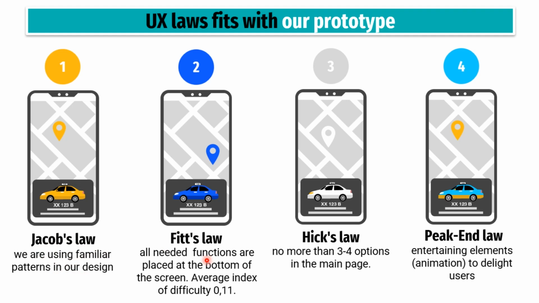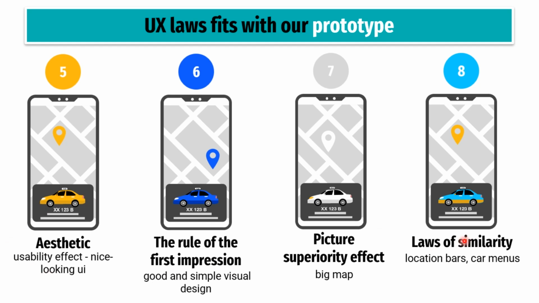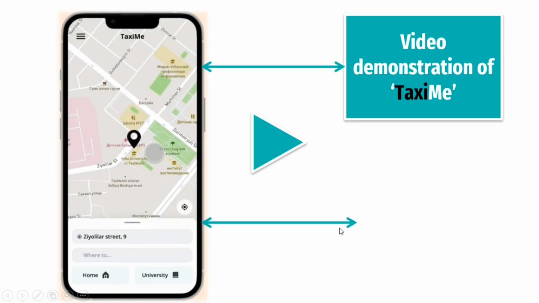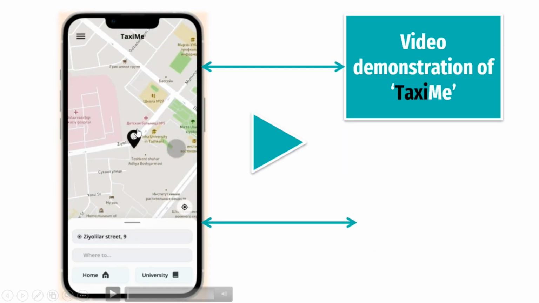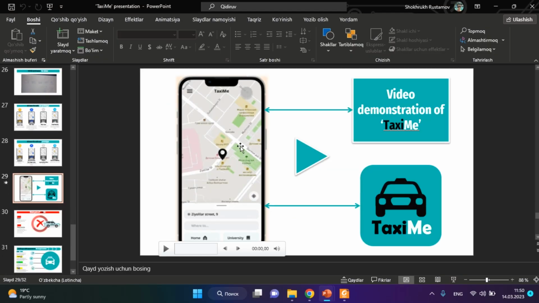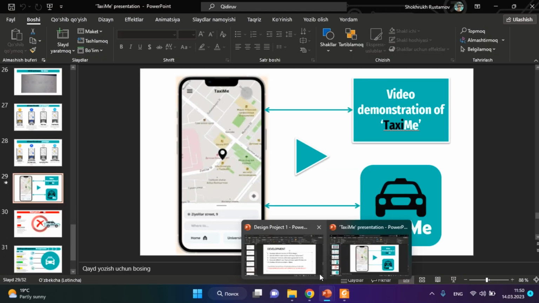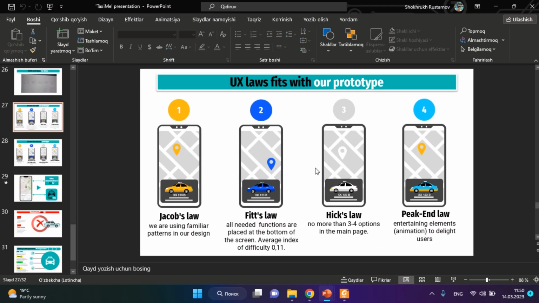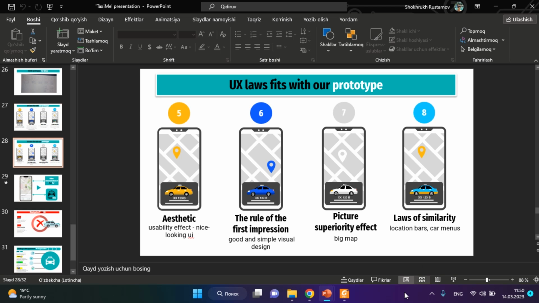Fitts' law: all key functions are placed at the bottom of the screen, with an average index of difficulty of 0.11. So you need to try to put the more used functions and buttons at the bottom of the page because it will be easy to use. And Hick's law, pick and choose, you can read all this stuff at the end. I'm going to put the link. We have this demonstration, you can also watch it after a while, and I don't want to waste my time right now. So now you see how your product needs to fit with the basic UI UX laws, okay?